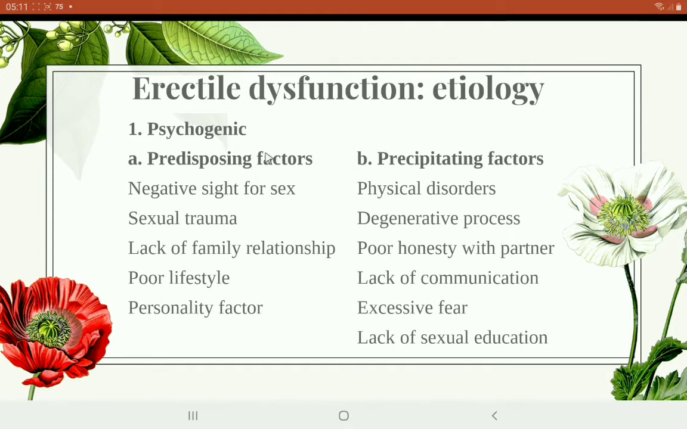Psychogenic erectile dysfunction etiology is divided into two factors: predisposing factors and precipitating factors. The predisposing factors are a negative side for sex, sexual trauma, lack of family relationship, poor lifestyle, and also personality factor. The precipitating factors are like physical disorder, degenerative process, poor honesty with partner, lack of communication, excessive fear, and lack of sexual education.